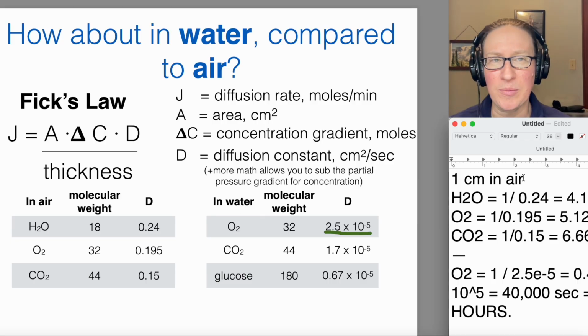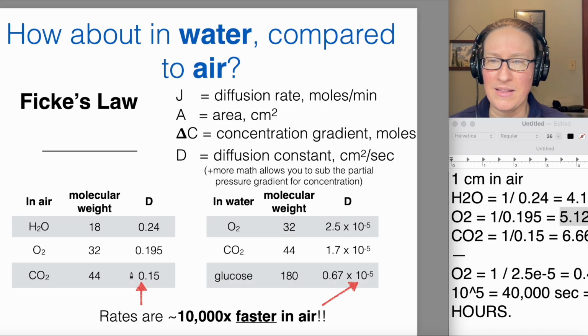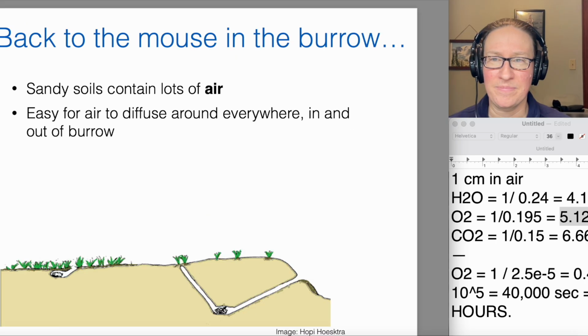I hope that helps to highlight how much more slowly oxygen is moving in water compared to how quickly it can move in air. 5 seconds versus 11 hours to travel a distance of 1 centimeter. That is a dramatic difference, right? And if you just divide one of these by the other, essentially, regardless of what substance you're talking about, diffusion rates are 10,000 times faster in air compared to water.